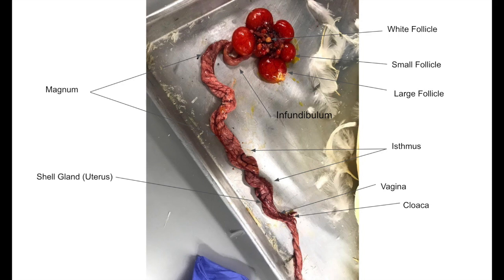The isthmus is caudal to the magnum and has thinner walls. The shell gland, or uterus, is the site of the shell formation by adding calcium carbonate and pigmentation. The vagina is the segment of the oviduct between the uterus and the cloaca. The cloaca holds the egg for a short period of time, for a few hours before releasing to the outside.